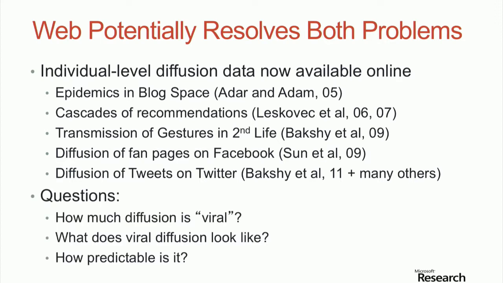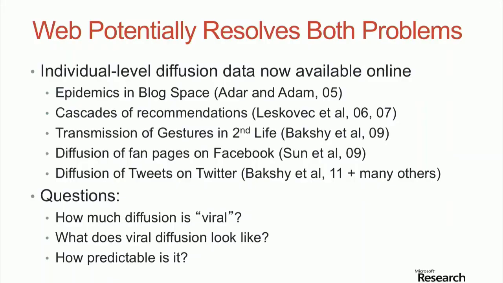And so once we have data of this sort, we can ask new questions, right? So for example, we can ask how much of diffusion is really viral, versus some other kind of mechanism. What does it look like? We have this mental model of a contagion process that I showed you in the first slide. Does anything actually look like that, or does it look like something else? What does that tell us about the mechanisms by which things spread online? And finally, can we predict it?